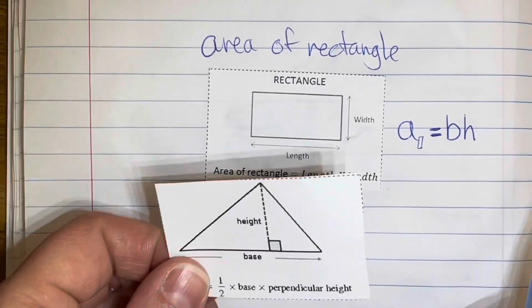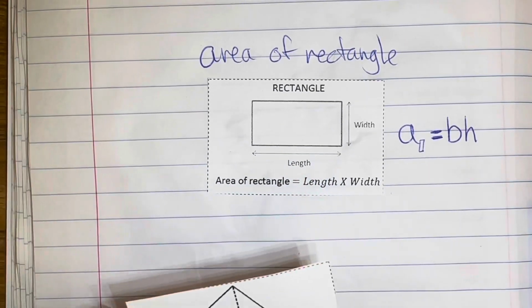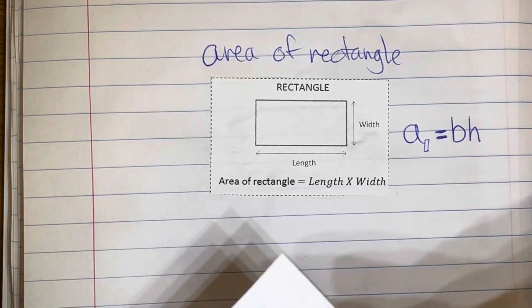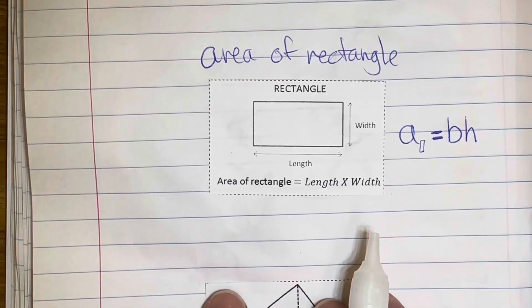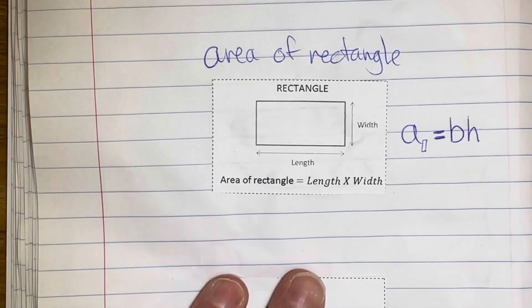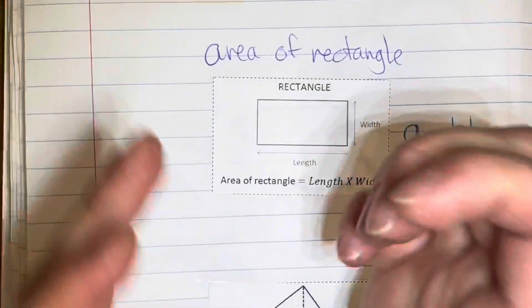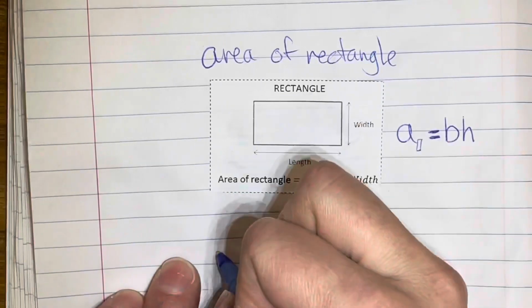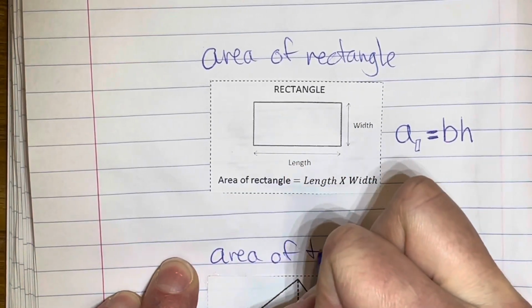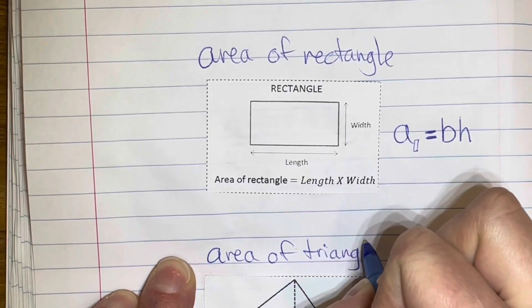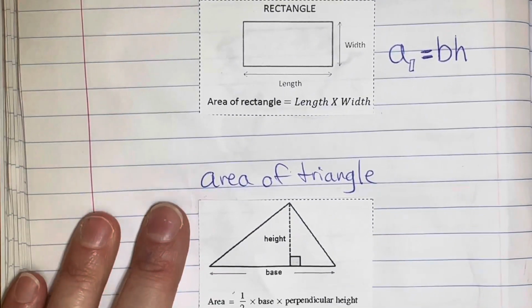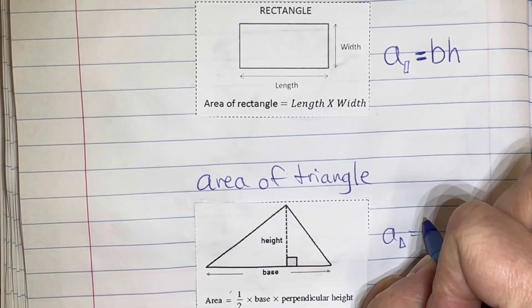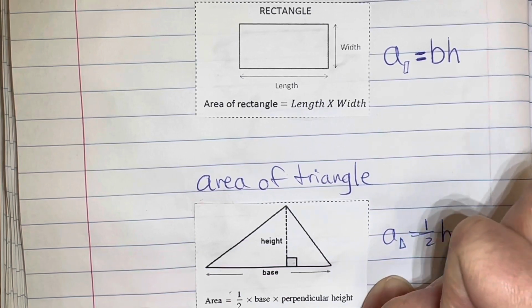Now, triangles are similar. Okay, go ahead and glue that in. The area of a triangle is similar to the area of a rectangle. The formulas are similar. We still need the same information, the height and the base, and we just need half of it. So the area of a triangle is 1/2 base times height. Okay, so the area of a triangle is 1/2 base times height.